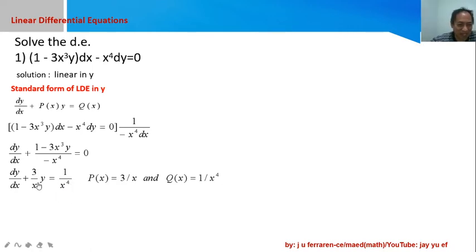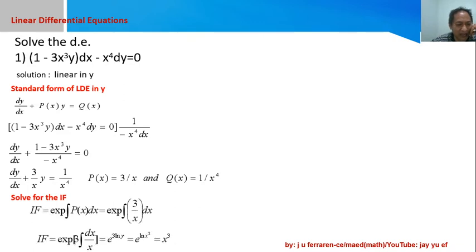Okay, so P(x) and Q(x) are there. What is next after writing to standard form and determining P(x) and Q(x)? The next step is to solve for the IF, the integrating factor, and we are given a formula to find it. The IF is the exponential of the integral of P(x) dx. So we have values from the standard form. We have the exponential of the integral, and my P(x) is 3 over x dx. To integrate, I can put my 3 before my integral sign.